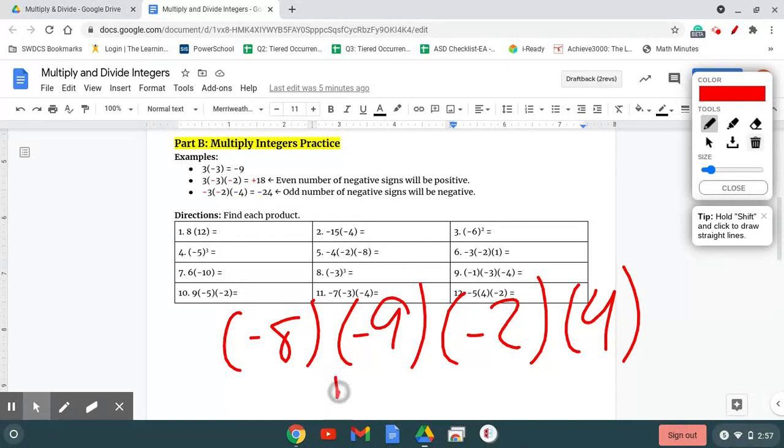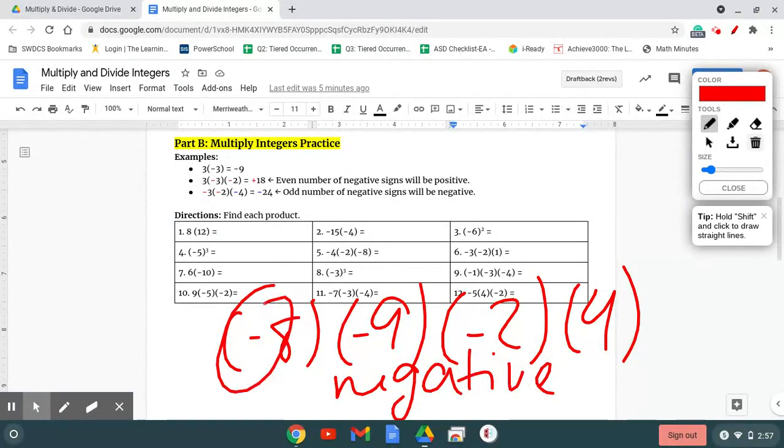Okay, hopefully you said negative, because we have 1, 2, 3 negative numbers. If we have an odd number of negatives, it's going to be negative. Even though we have 4 numbers, we only have 3 that are negative. So our answer for this will be negative.